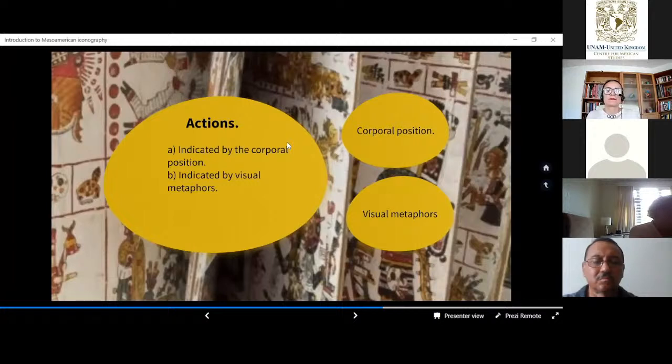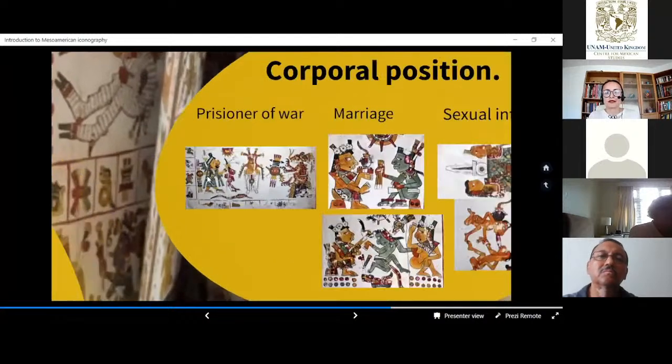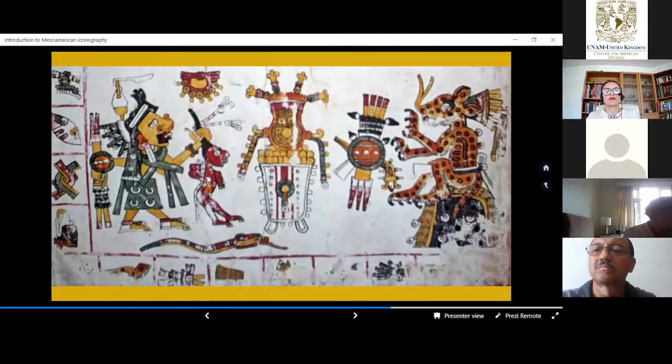And normally the actions are portrayed or indicated by corporal positions or visual metaphors. So what do I mean with that? For instance, we have here a way to express the concept of catching a prisoner of war. The way that in Mesoamerica in general they show that they have captured someone is by grabbing the person by the hair. So here we could read easily, we just know that this woman caught a prisoner of war.